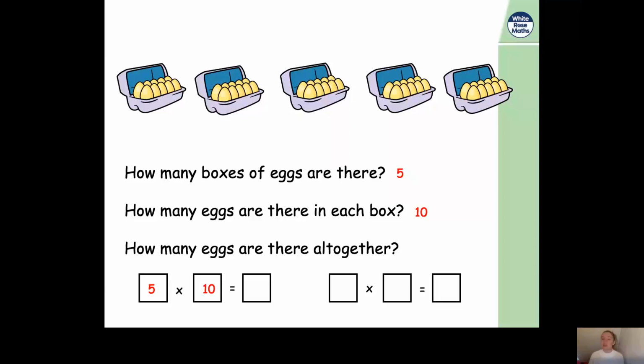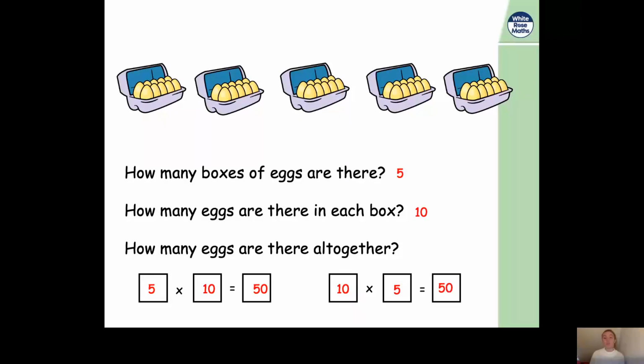Let's count up in steps of 10, 5 times. Okay, 10, 20, 30, 40, 50. There we go, we've counted 5 steps and we got to 50. Now, because of commutative law, what can we do? Yes, we can also change the numbers around to give us 10 multiplied by 5 equals 50.